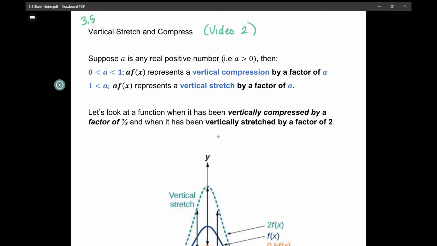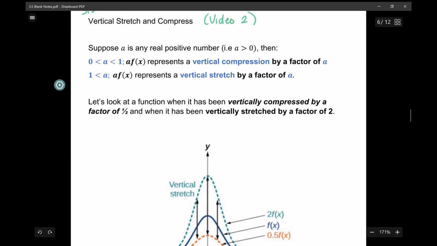So if we have a real positive number, so a is greater than 0, then if it is between 0 and 1, so if it's a fraction, it's going to represent a vertical compression when you multiply by it on the outside. And if it's bigger than 1, it's going to be a stretch by a factor of a on the outside. So let's look at a function for an example of this.